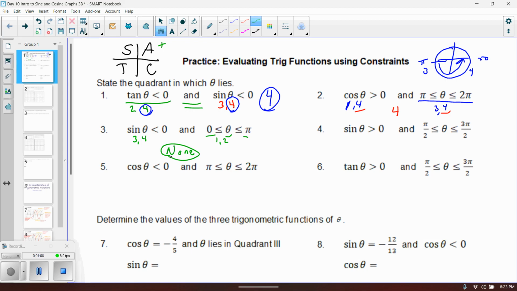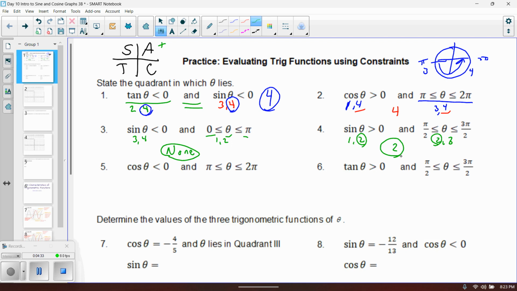All right, and number 4, sine is positive. Sine is greater than 0, so that's quadrants 1 and 2, according to our ASTC. And then pi halves to 3 pi halves. Well, pi halves is way at the top. 3 pi halves is way at the bottom. So that's going to go through quadrants 2 and 3 to get there. And then the overlap here is quadrant 2.